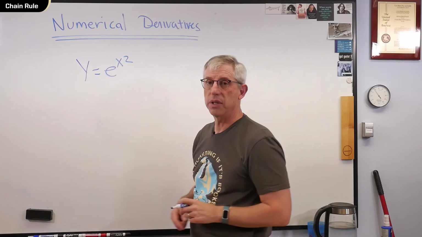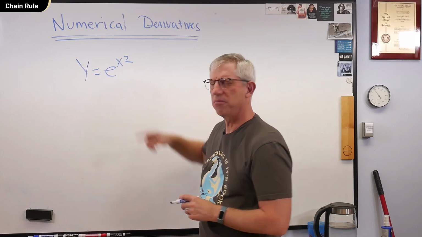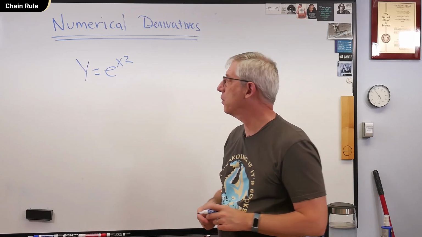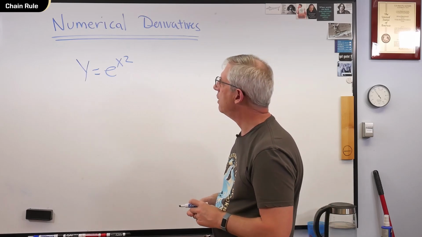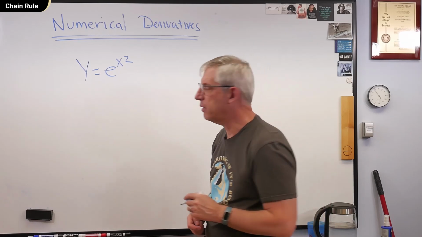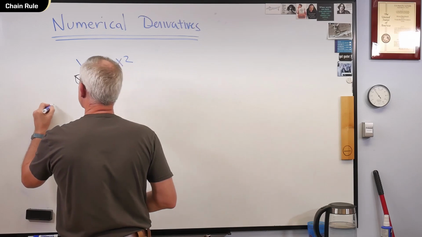If you work with statistics a lot, you'll notice that's not too far removed from a normal distribution, so you'll see things like this regularly. Well, how do you do this? You need the chain rule. Chain rule says this.